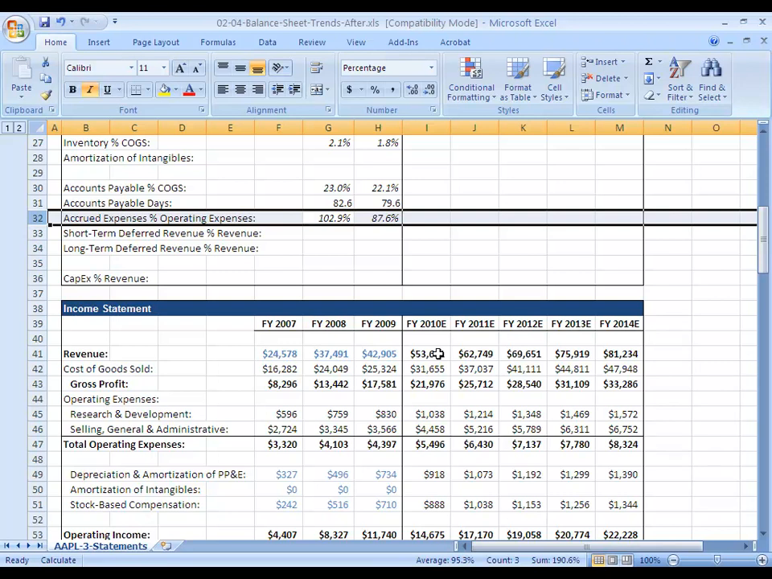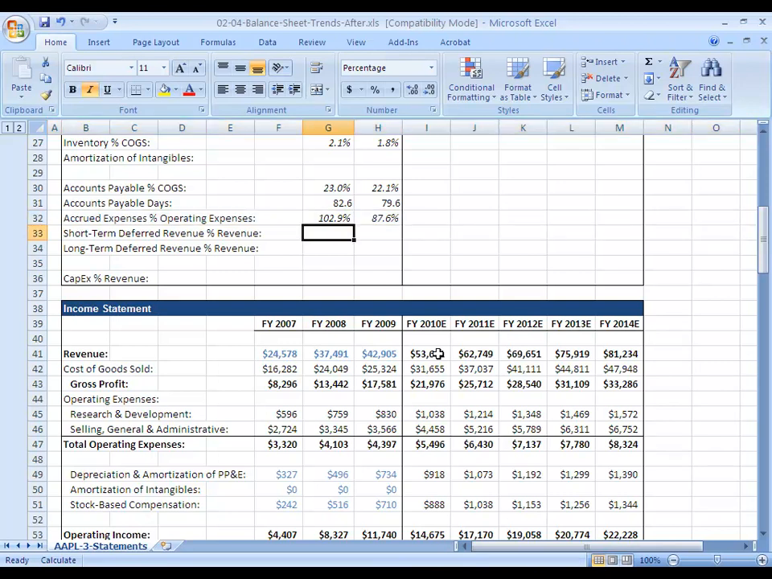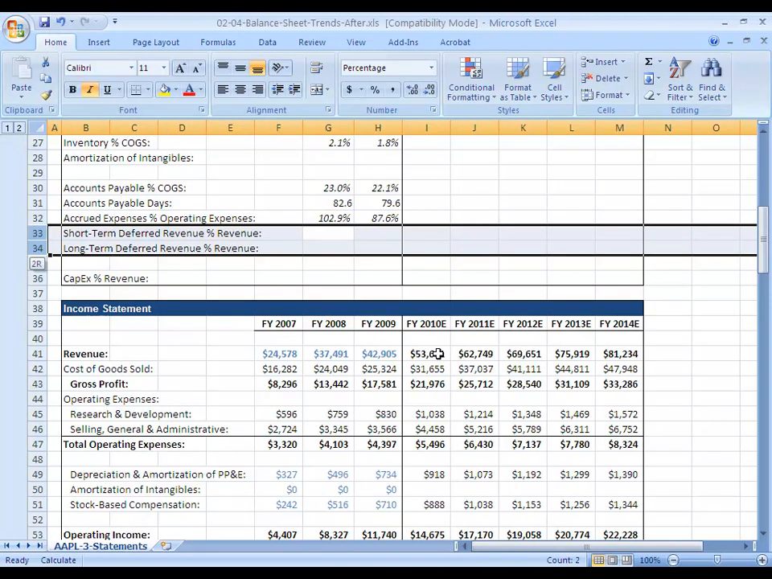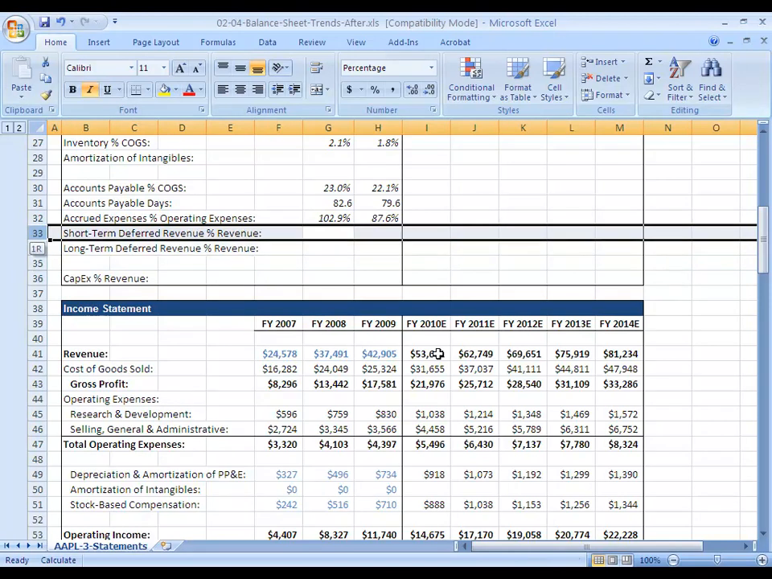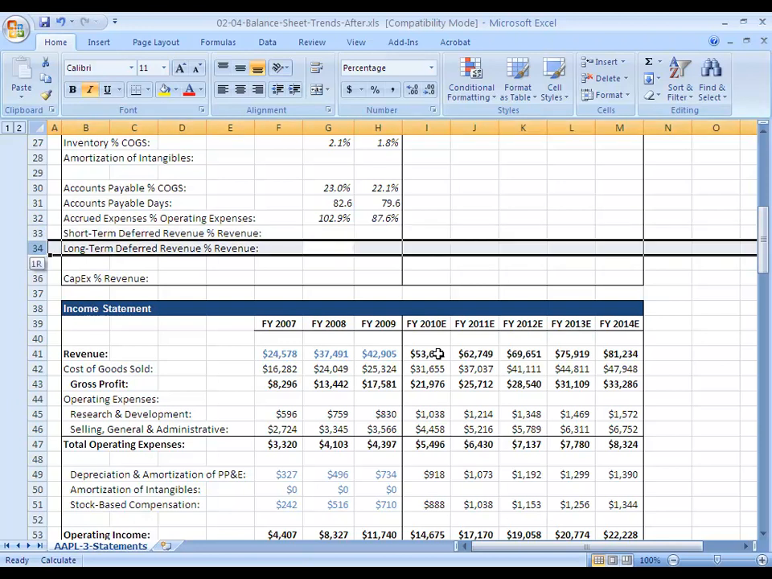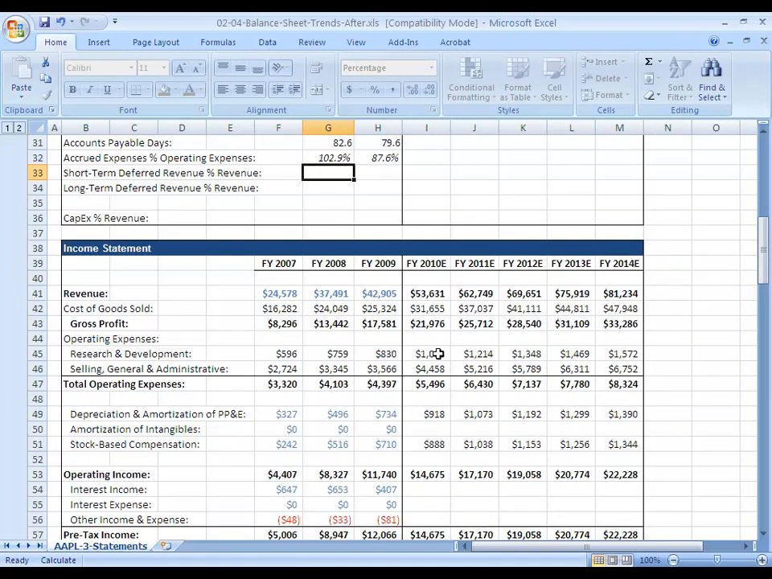For the final two items here, we're going to look at short-term and long-term deferred revenue. Recall that short-term deferred revenue, this just means revenue that's deferred that's going to turn into real revenue in less than a year. Long-term means that it's going to turn into real revenue in over a year's time. So let's just get both of these and divide them by the revenue at the top.